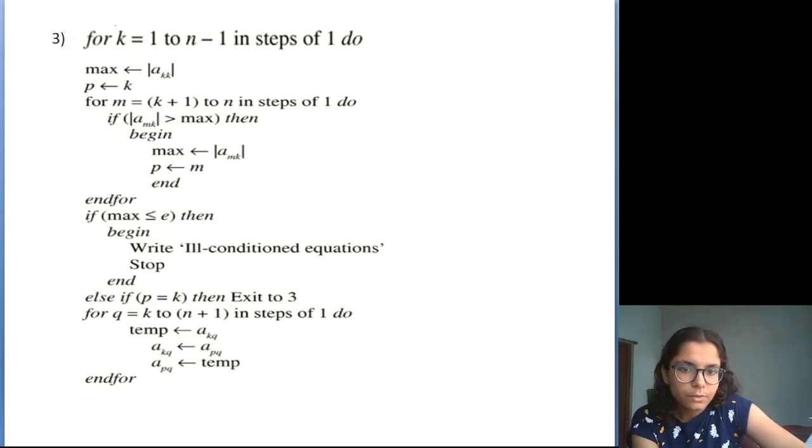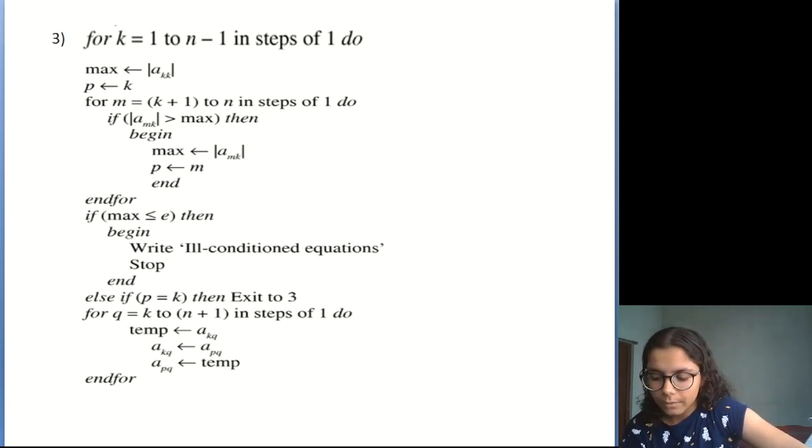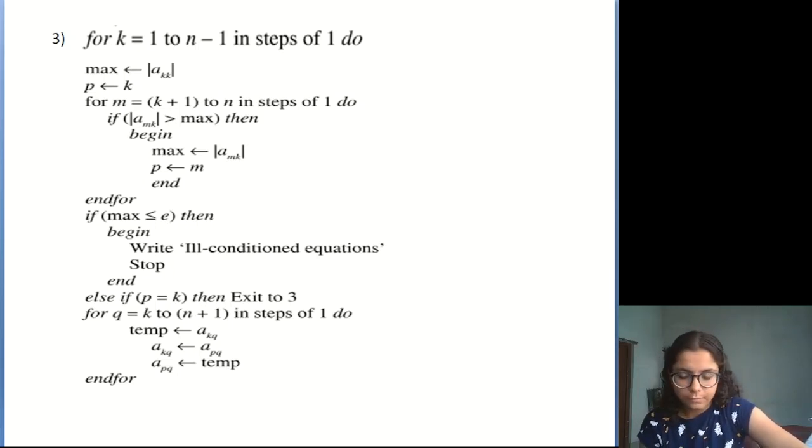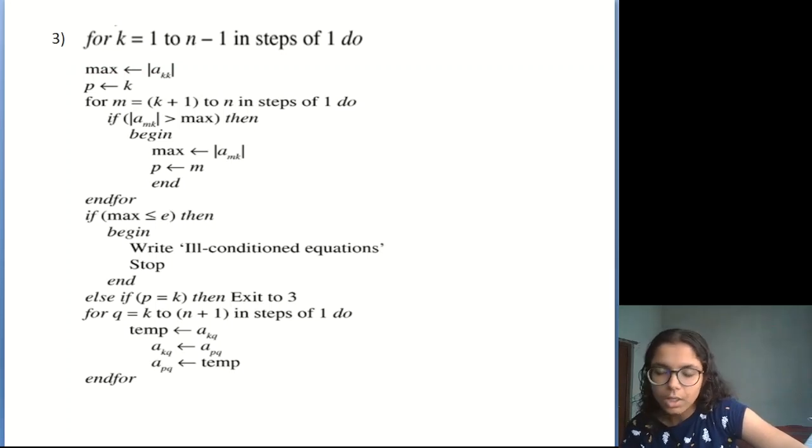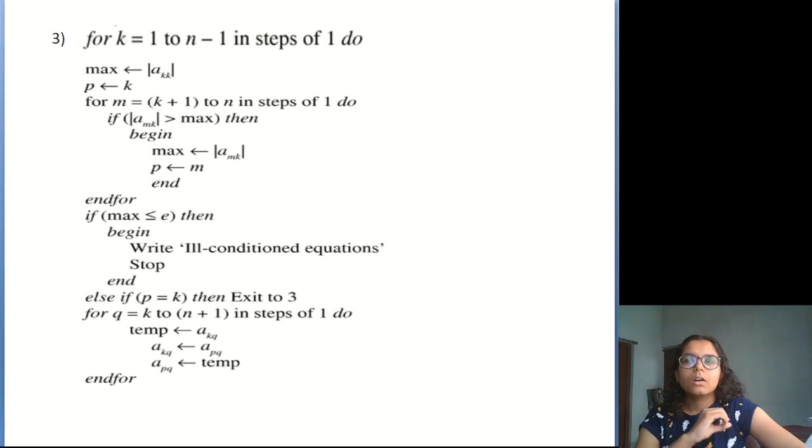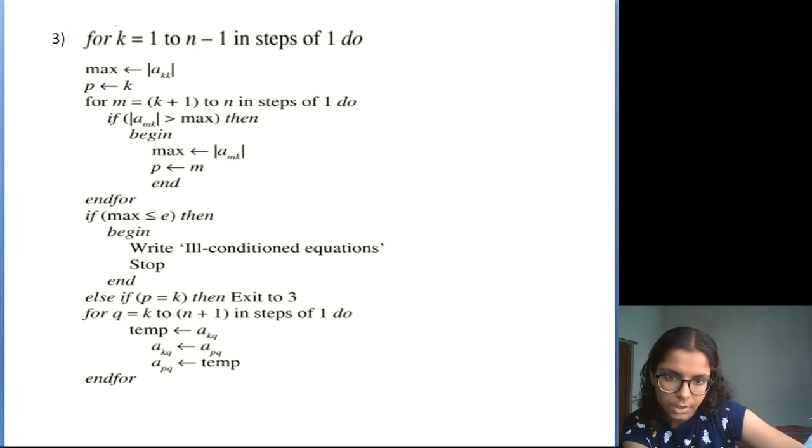After doing this, if max is equal to 0, then begin with the ill condition. If during pivoting we encounter some ill-conditioned equation, to avoid that we would take another if condition, so that it could help us with the ill conditions that we have during this elimination method.